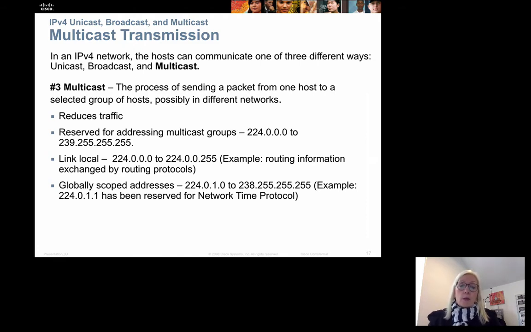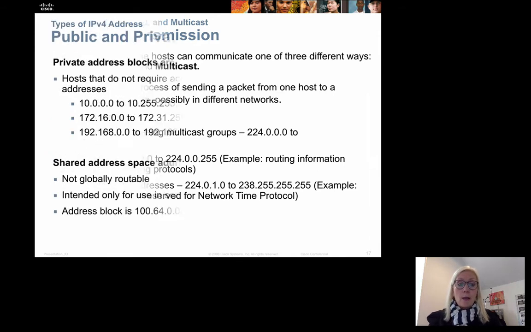There are some that are link local that will only apply to the local part of the router, for instance 224.0.0.0 to 224.0.0.255. But there are also global scopes that will be sent out to other devices, and different protocols have different multicast addresses. This is an example for the Network Time Protocol, which can be used to align the time on different types of networking equipment.